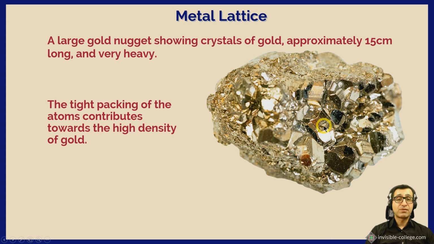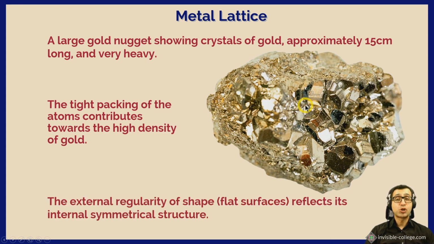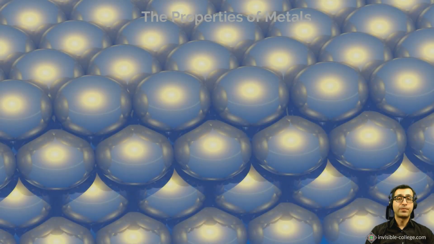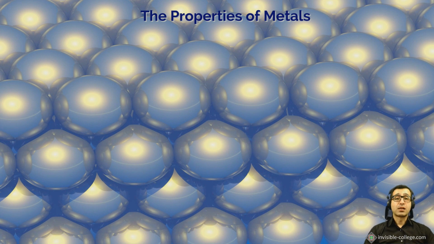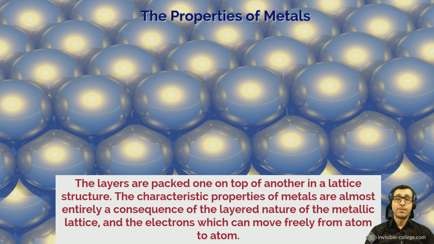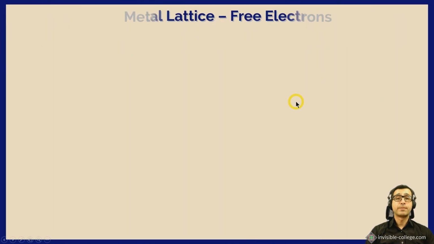Now, the external regularity of these flat-shaped surfaces, this again reflects that regular, orderly, internal geometry that we call the lattice structure. So the layers in a metal, the layers of particles in a metal, are packed one on top of the other in a lattice structure. Now, this gives rise to many of the characteristic properties of metals. And so things like the malleability, the ductility of metals, these are all a consequence of this arrangement of metals in the metallic lattice and a consequence of the type of bonding that sticks these metals together with electrostatic forces. And in this case, that's a type of chemical bonding called metallic bonding.